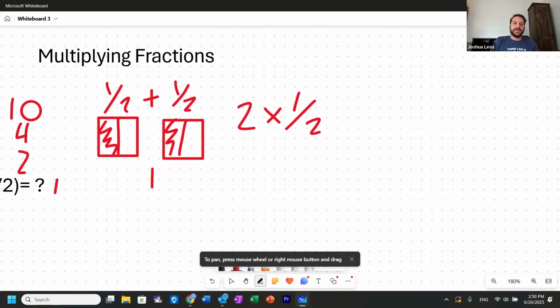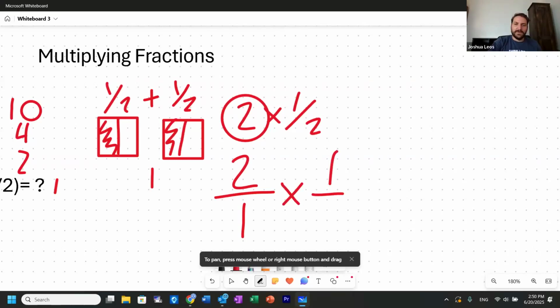You tell them that all whole numbers, 2, as an example, can be written as fractions. And that blows their mind every single time. So like, no way, it can't. And so you show them that all whole numbers have a secret denominator of 1. 2 over 1, I have 2 ones, that's 2. So I can rewrite 2 times 1/2 as 2 over 1 times 1 over 2.